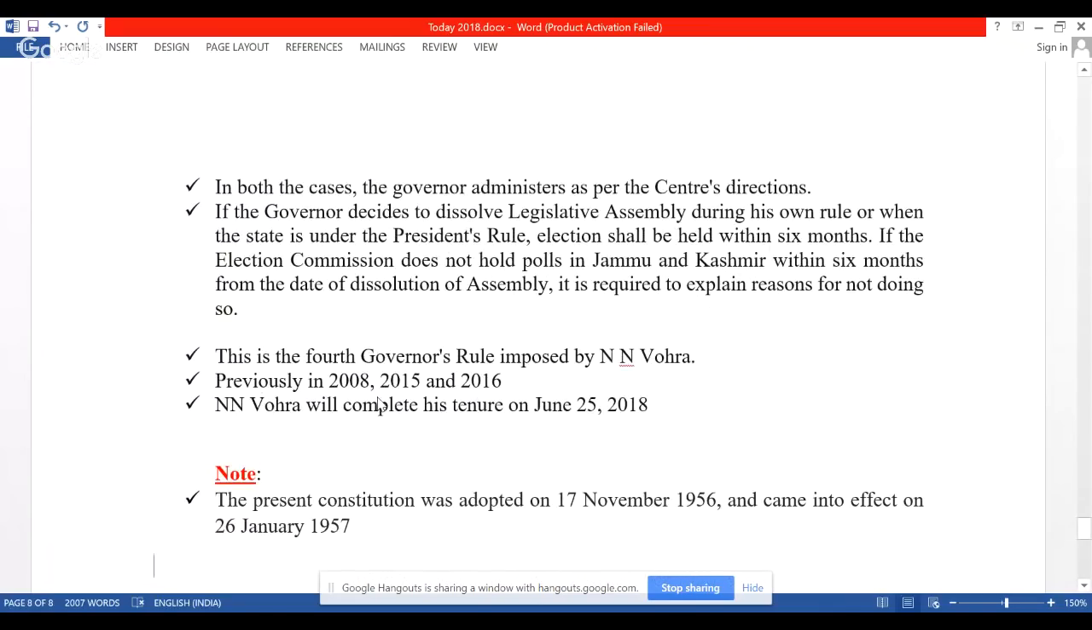Kindly remember this one. In various examinations, many questions have been asked about Jammu and Kashmir, and in the future also this will continue because Jammu and Kashmir is always special. The present constitution was adopted on November 17th, 1956, and it came into effect on 26th January 1957. Please remember these two dates. On 17th November 1956, it was adopted and it came into force on January 26th, 1957.